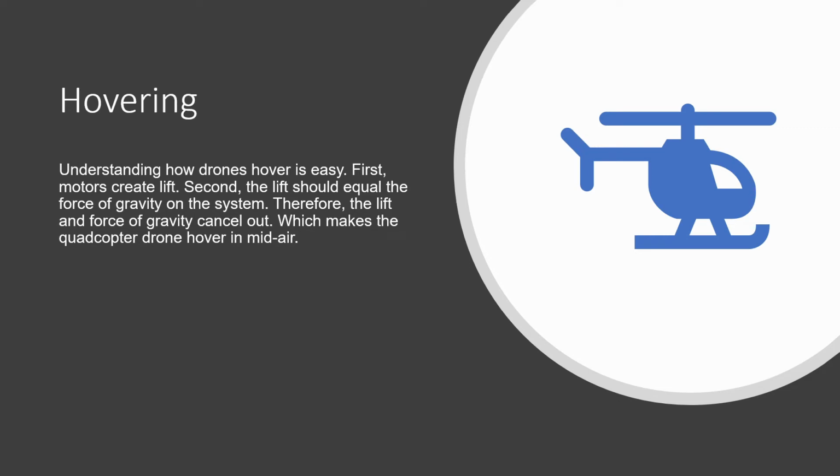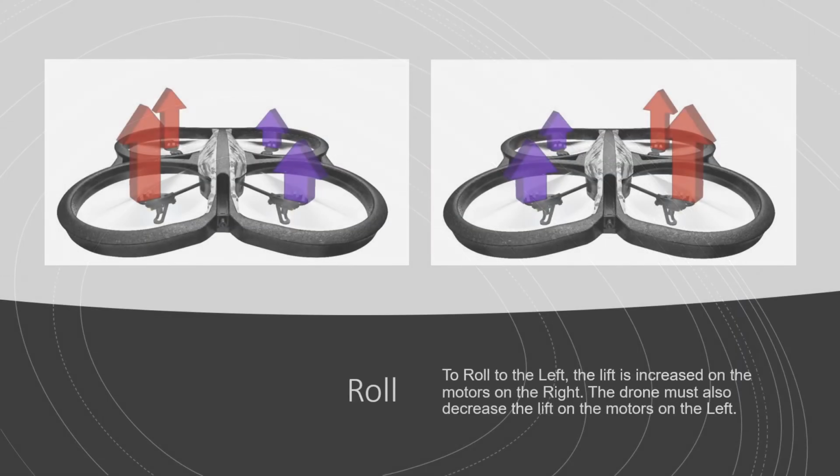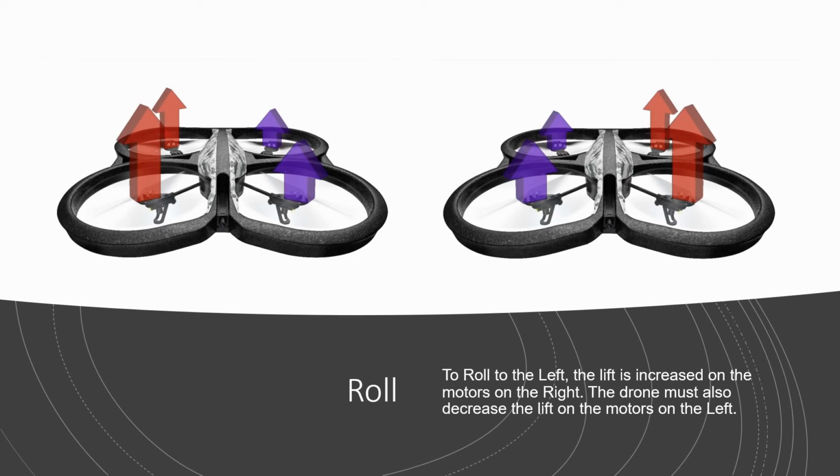Roll. To roll to the left, the lift is increased on the motors on the right. The drone must also decrease the lift on the motors on the left. If you wish to roll to the right, you do the exact opposite. The lift is increased on the motors on the left, and the drone must also decrease the lift on the motors on the right.